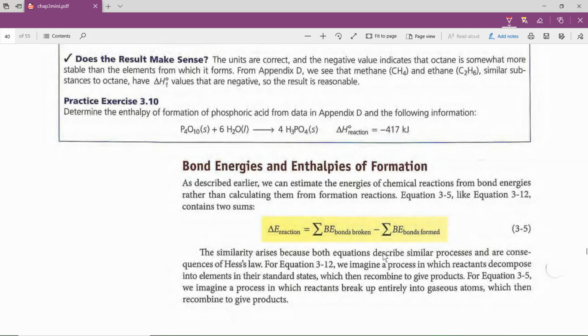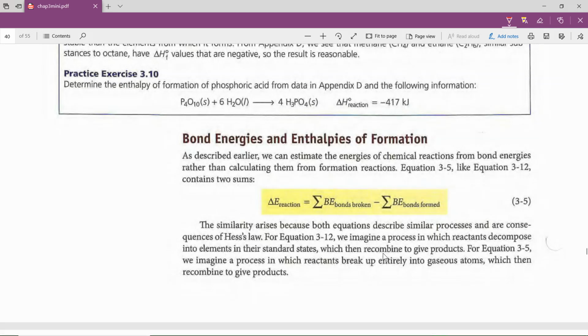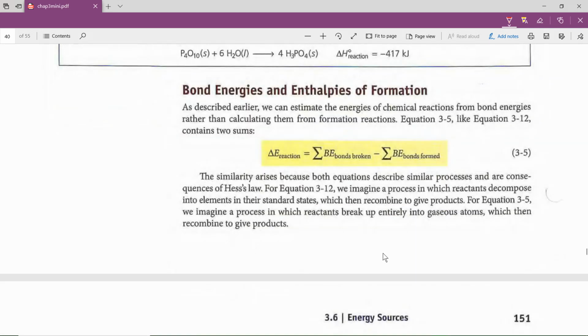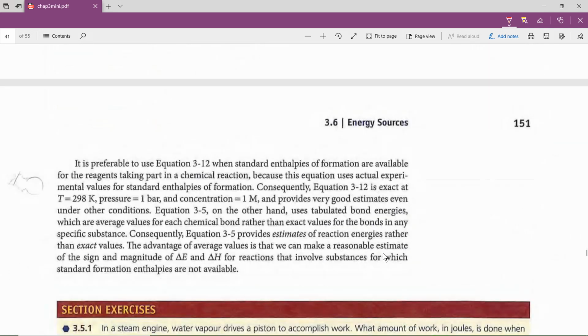Now remember, before we could estimate the energies of chemical reactions from bond energies, and those look sort of the same, right? Summing something up minus the sum of something else. Both are consequences of Hess's law. For equation 3.12, we match a process in which reactants decompose, and then we combine to get products. In equation 3.5, we look at reactants breaking down, and then we combine to get products. So that's what gives you some similar ideas.